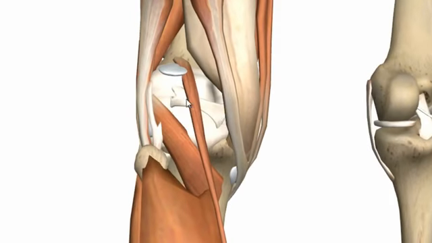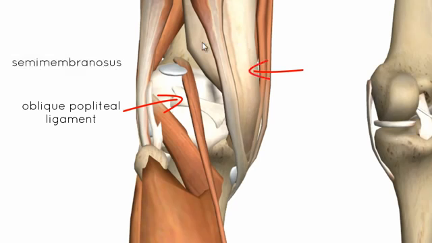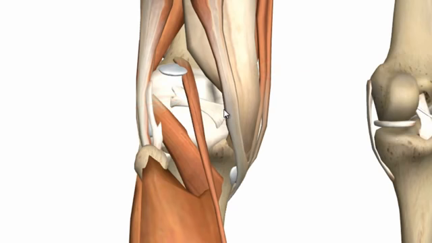And if we rotate round to the back, you can see this ligament which arches over the back of the joint capsule, and this is called the oblique popliteal ligament. This is actually an extension from this tendon. This is the semimembranosus tendon, which attaches onto the tibia, and it gives off this ligament called the oblique popliteal ligament, which reinforces the posterior aspect of the joint capsule.